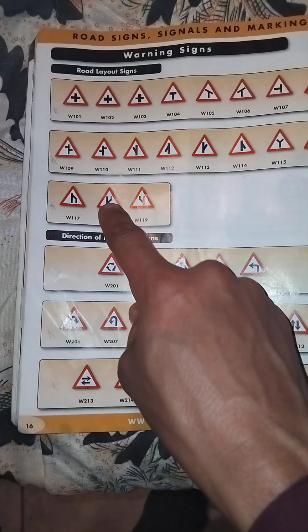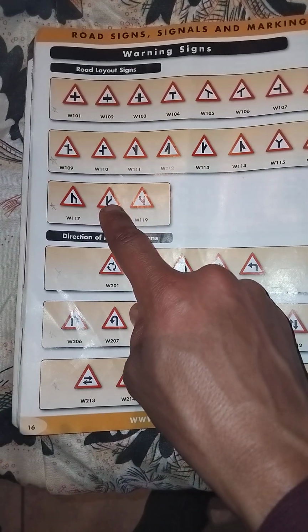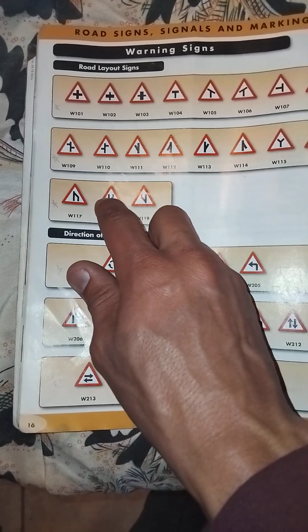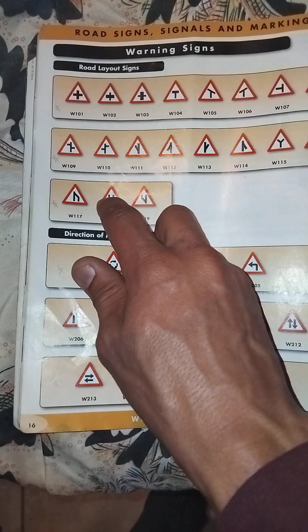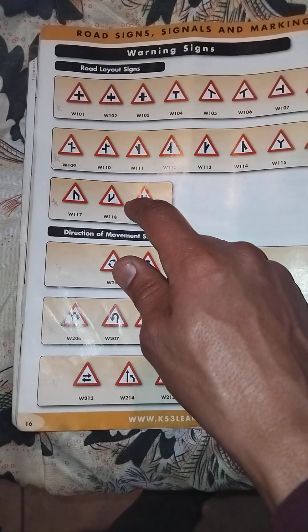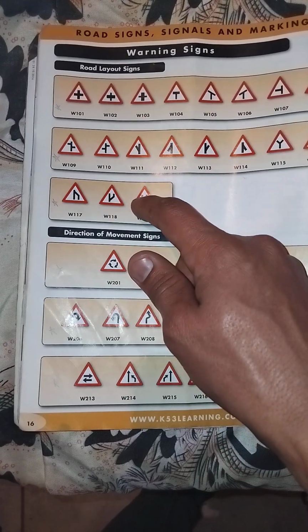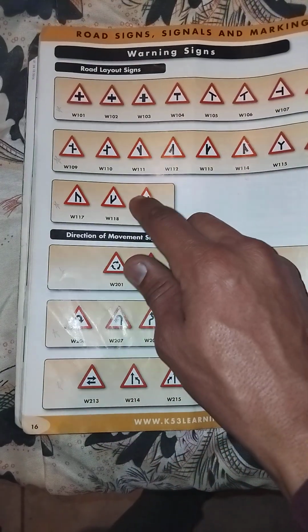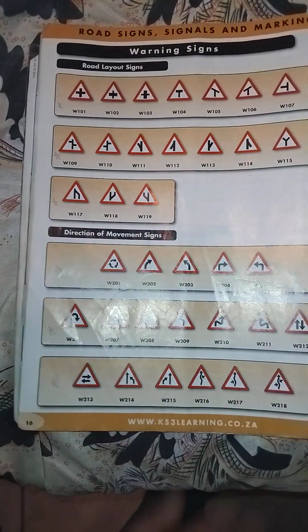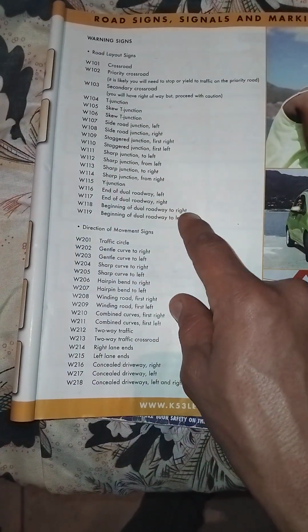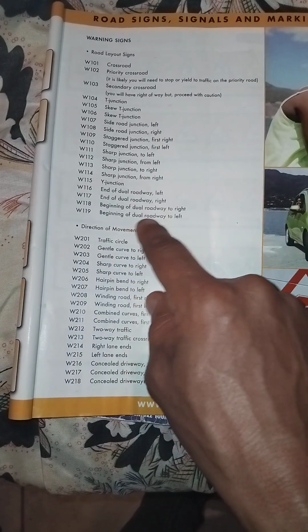And then we have beginning of dual roadway to the right, so it's the beginning of the double roads, and it's moving to your right, the one lane. And then you have beginning of dual roadway to the left, so it's beginning the two roads now, the dual roads, and it's making a split to the left. So basically that's what they mean when they say beginning of dual roadway to the right, beginning of dual roadway to left.